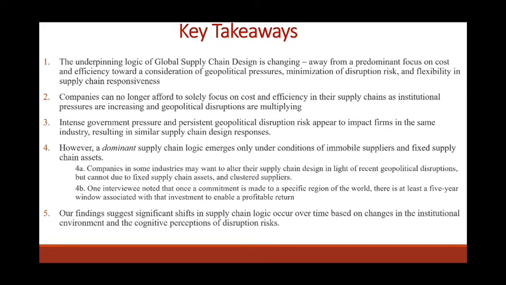And finally, our findings suggest that there are significant shifts in supply chain logics over time. Like I said, companies started off by trying to influence policymakers, then they moved to preventative maintenance, and then they moved to building up stock. And then some companies went even further and began to relocate production back home. So we found that these logics change based on the institutional environment, as well as on the perceptions of risk or disruption risk in the market.